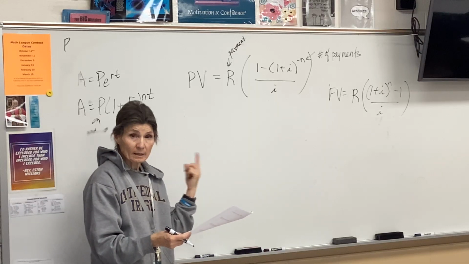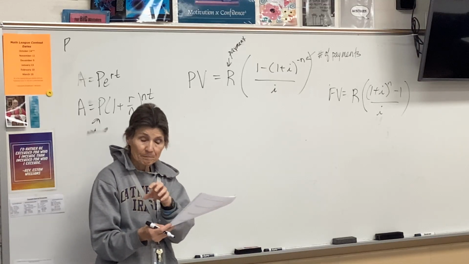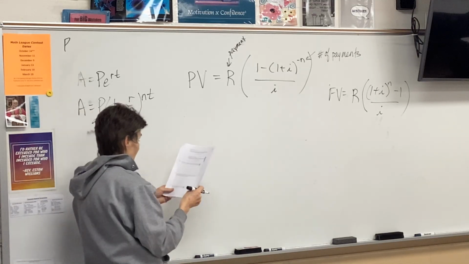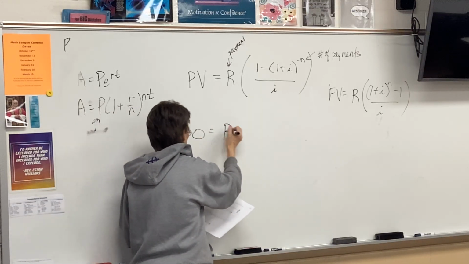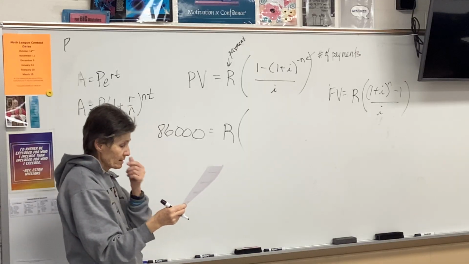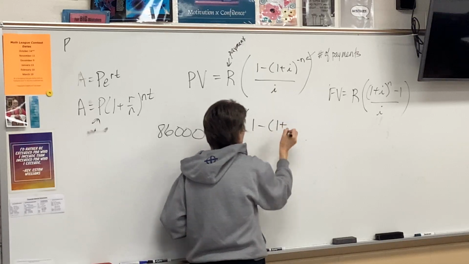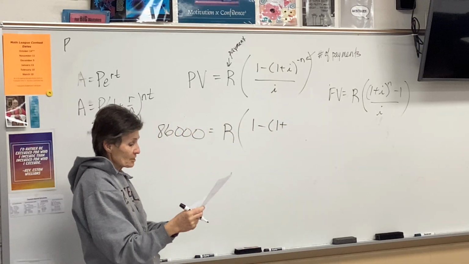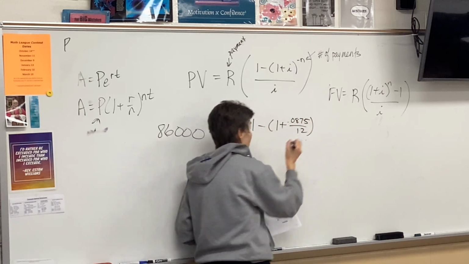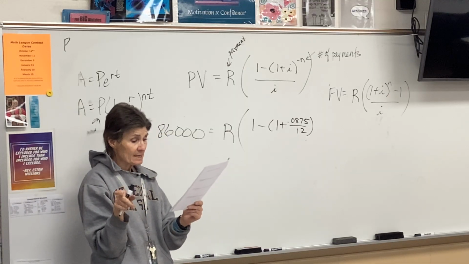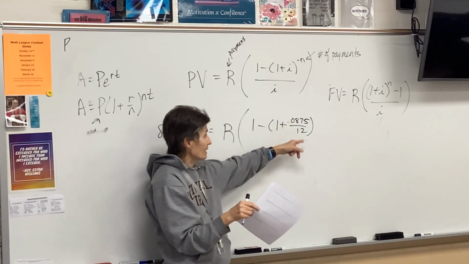So it's one of these formulas. It's a loan that she has to pay off, so it's PV. Okay, so using this formula. The loan is for $86,000. We don't know what her payment is. We're trying to find the payment. The interest rate is 0.0875 divided by 12 because she is making monthly payments. So we take her interest rate and divide it by 12.